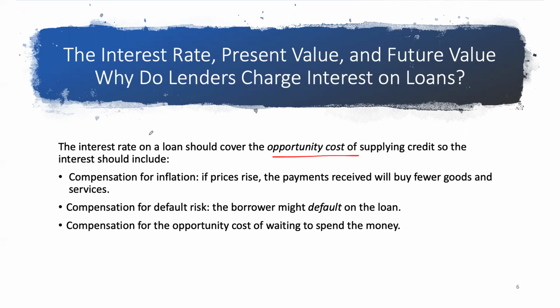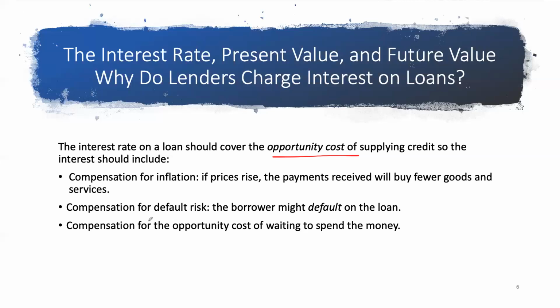So the interest rate on a loan should, at a bare minimum, give you compensation for inflation, right? The interest rate is taking into account how much expected inflation there will be in the economy. Because if prices rise, then the payments that are received in the future will buy fewer and fewer goods, right? So the interest rate needs to account for the fact that prices are going to rise.